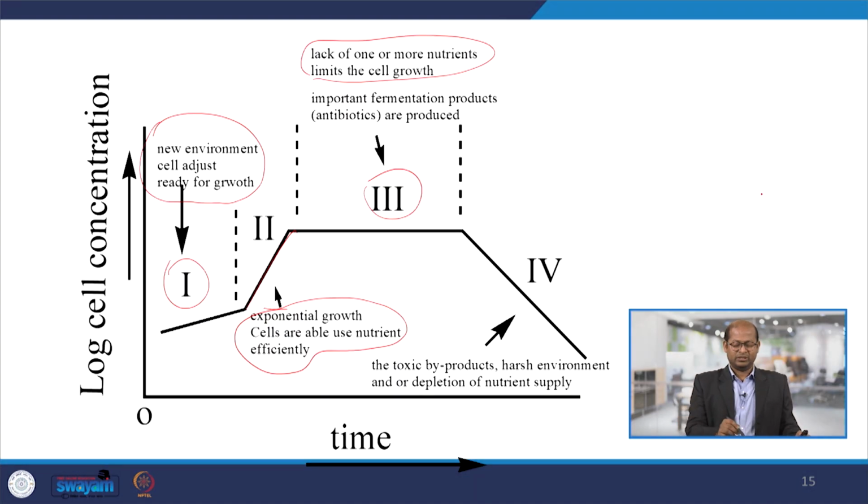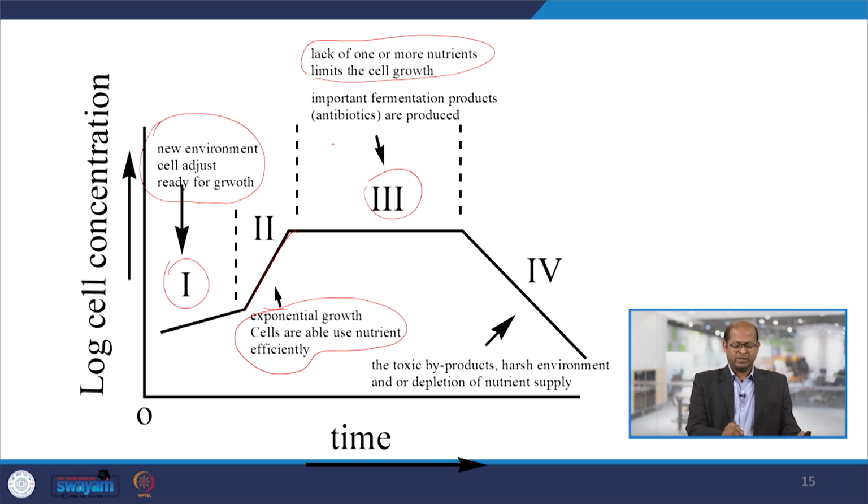Here the formation of new cells has stopped. There may be many reasons. One of them may be a lack of one or more of the nutrients that we have supplied, that is, unavailability, which is why further cell growth has stopped.